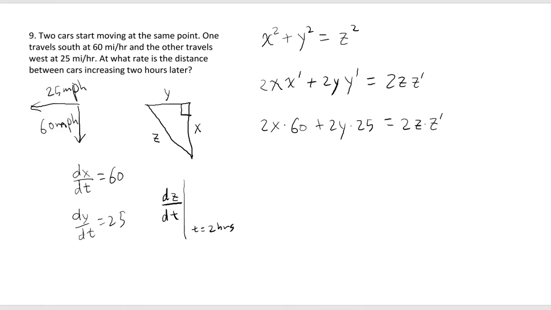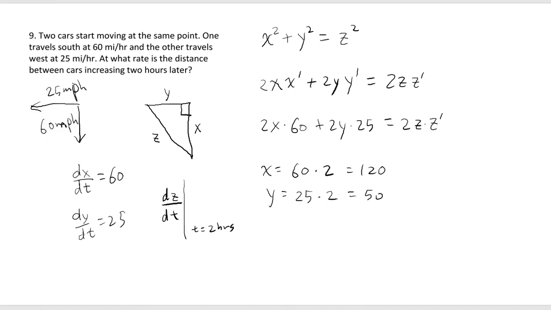Now we still have x, y, and z, which should be fixed values when t is 2 hours. So let's think about this. After 2 hours, how far did the first car travel? Well, it's moving at 60 miles per hour, so x must be 60 miles per hour times 2 hours, which is 120 miles. Whereas y would be 25 miles per hour times 2 hours, which is 50 miles.